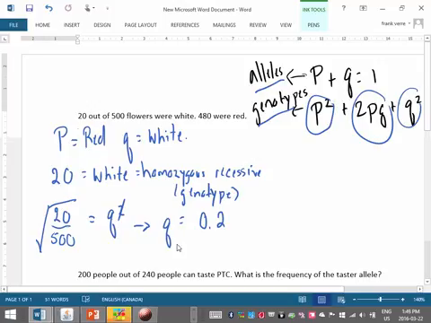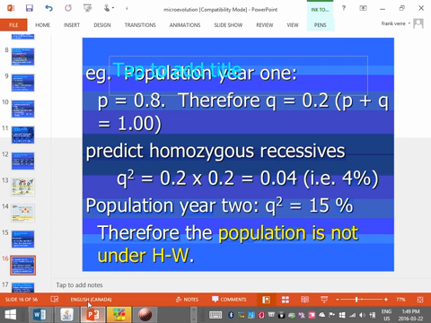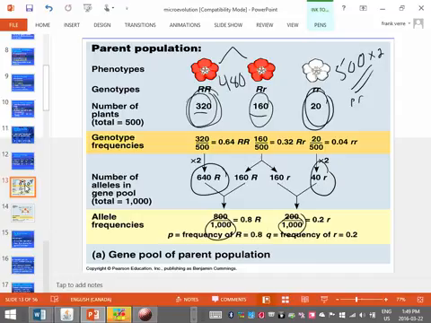What's this saying? It's saying that 20% of my alleles are Q, which is white. The other must be what? 80%. And that's what we got, right? That's what we got with our flowers. 80% were red, 20% were white. But the problem is, the way it's laid out here, you're not going to get this in real life.